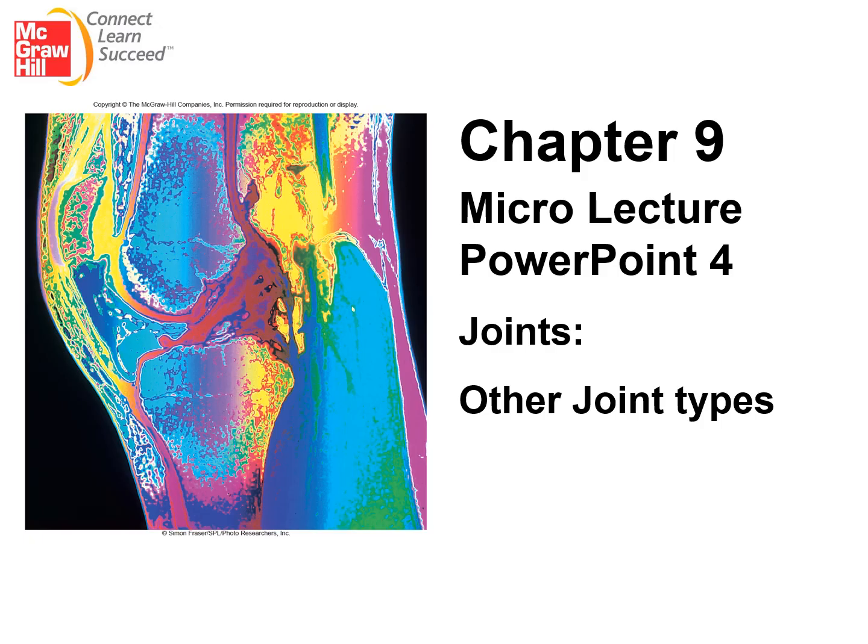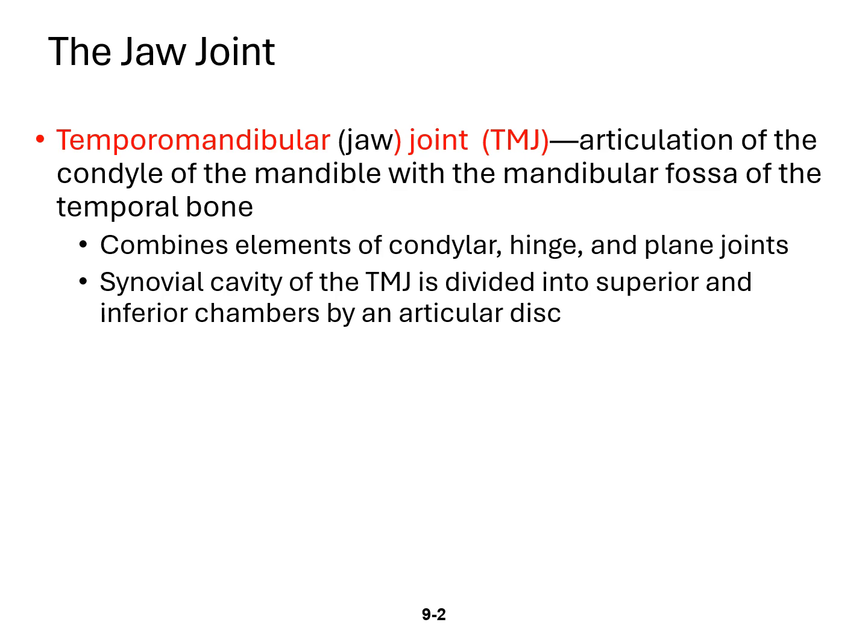So let's get started. First off, TMJ, or the temporomandibular joint. This is going to be in the jaw. Some of you might have heard clicking sounds in your jaw. You might have headaches because of this, but this is where you're going to have the condyle of the mandible with the mandibular fossa of the temporal bone, and that's just the articulation between the two, or where they both come together. If you think of it, it's going to combine elements of the condylar, hinge, and plane joints. So this is going to be a combination of 3.